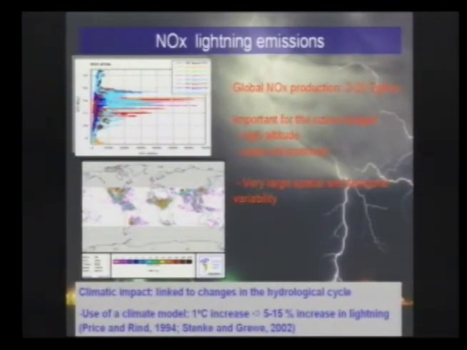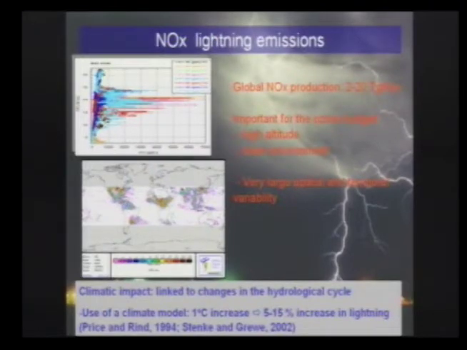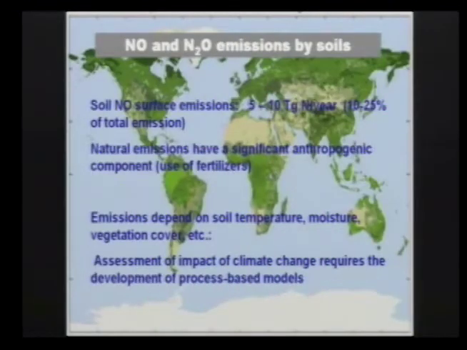If you look at lightning, for example, we now believe that the production of NOx by lightning is between 2 and 20, more likely 5 teragram of nitrogen per year. Well, it's important for the ozone budget. Some models suggest that a 1% increase in temperature could lead to a 5 to 15% increase in lightning. In fact, we have the specialists here in the room who could say more than that, but it could also have an impact on the chemistry of the atmosphere.